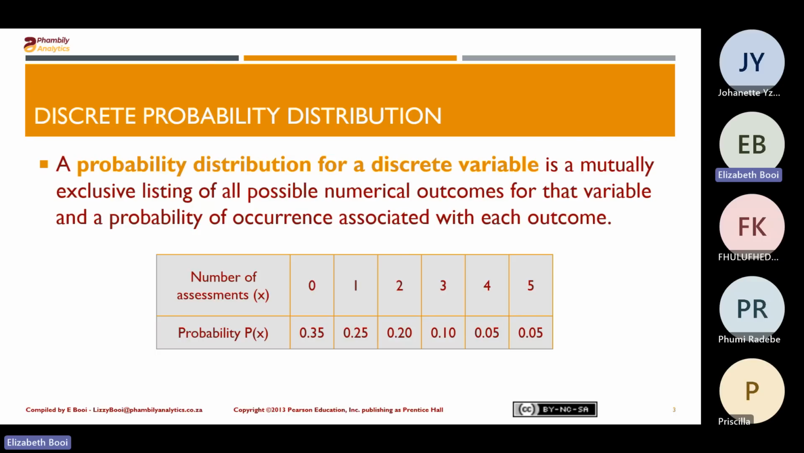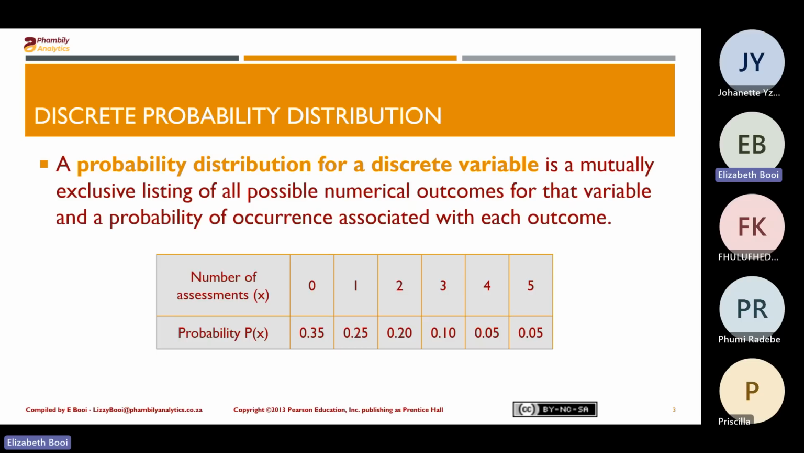So a discrete probability distribution comes from a discrete variable. It's a process from where you collect data from a discrete variable. And remember, discrete variables are those variables that can be counted. This probability distribution is a mutually exclusive listing of all possible outcomes from that variable, and the probability of occurrence will be associated with the outcome of that variable.